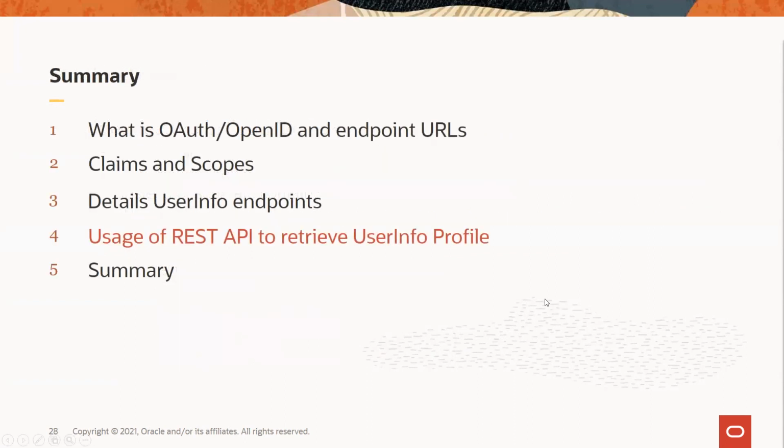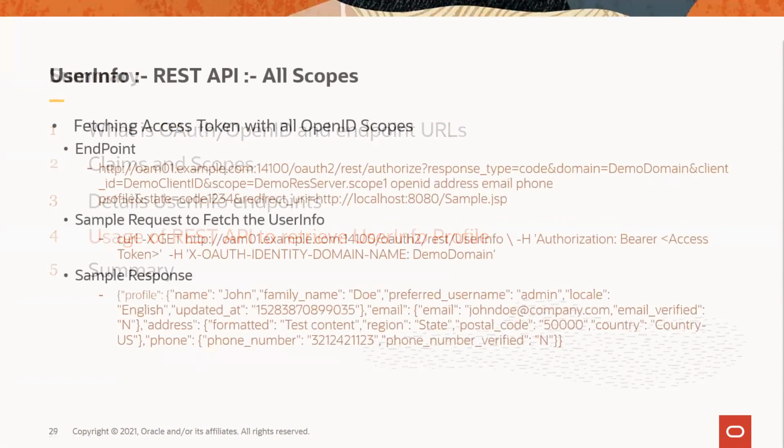We'll see some typical REST API endpoints for retrieving the user profile, user info profile, and getting different scopes here. Now here, this is one example of fetching the OpenID scopes. And here you are getting all the scopes, and you see the endpoint used here using the authorization code pertaining to the domain name, the client name, the resource server, and what scopes you are using, like address, email, and so on. These are all the scopes which are returned.